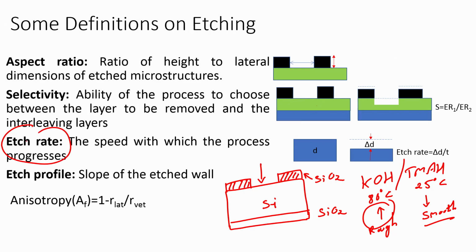Now, when I am dipping this wafer in KOH or TMAH, only silicon will get etched and silicon dioxide will not get affected. So, silicon dioxide is not getting affected and only silicon is getting etched, that is our selectivity, right. So, just quickly wanted to show you an example.